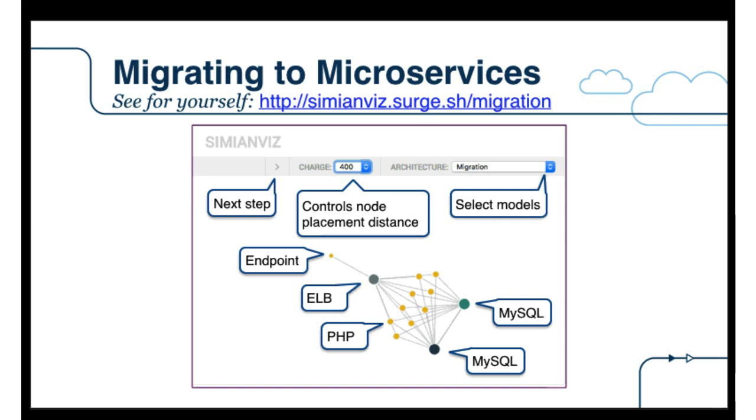On the website, if you go to the Surge site, you see something like this. One of the architectures we have there is a migration architecture, so I'll step you through this pretty quickly. There's a little button you can click to go to the next step. There's a charge control which you can use to set the amount of negative charge that causes these little circles in the diagram to move further apart. It starts with basically a LAMP stack: an endpoint, a load balancer, a PHP layer, and some MySQL. The idea here is you can mouse over this and look around, as if you were looking at it in real life on this model.